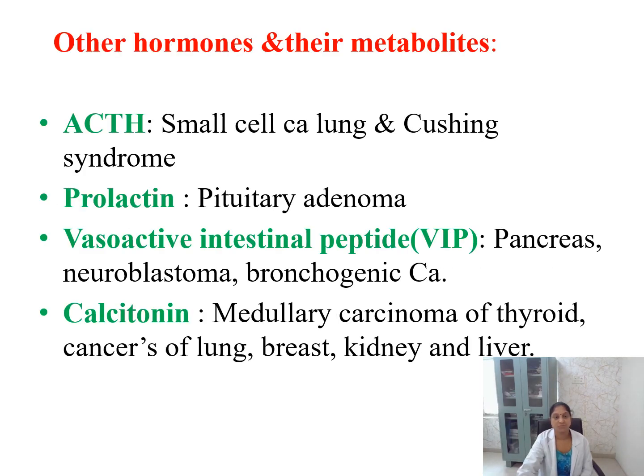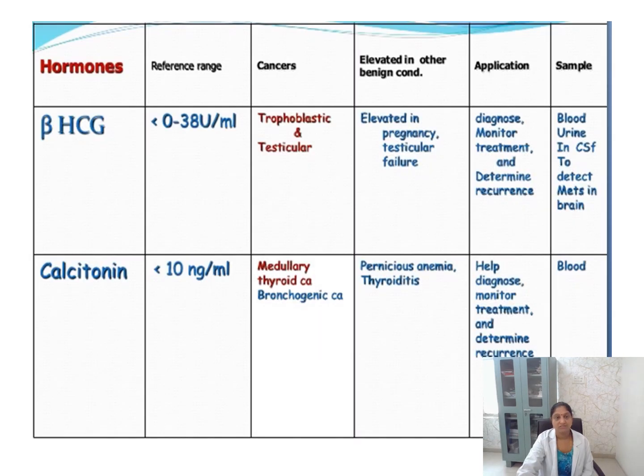Other hormones and their metabolites: ACTH is seen in small cell carcinoma of the lung and also in Cushing syndrome. Prolactin is seen in pituitary adenoma. Vasoactive intestinal peptide is seen in pancreatic tumors, neuroblastoma, and bronchogenic carcinoma. Calcitonin is seen in medullary carcinoma of the thyroid, and cancer of the lung, breast, kidney, and liver. Beta HCG, seen in trophoblastic and testicular cancers, is also elevated in pregnancy and testicular failure.